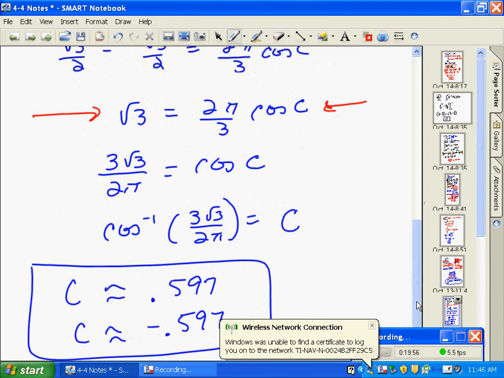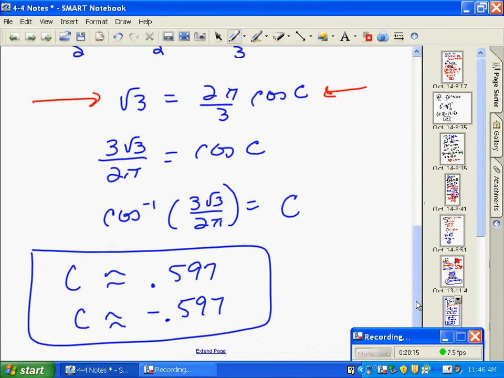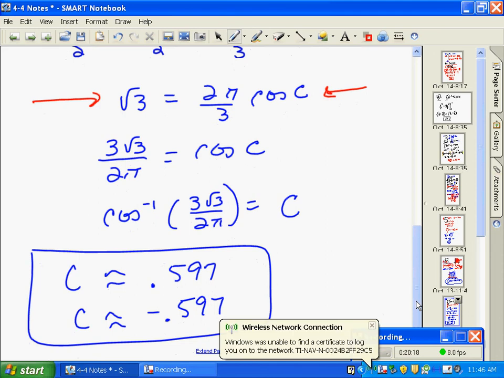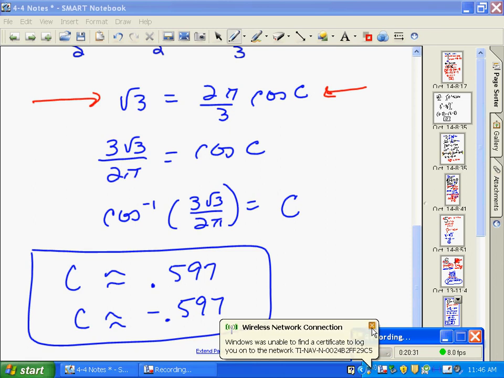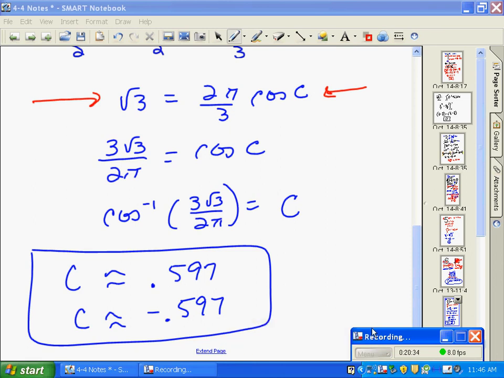So I multiply both sides by the reciprocal of 2 pi over 3, and then I do the inverse cosine. So if I look at that, I have c to be two values. I get 0.597, and remember that cosine is going to be positive in two quadrants, quadrant 1 and quadrant 4. Now, since I'm going from negative pi over 3 to pi over 3, I'm going to take my quadrant 4 angle and write that as a negative 0.597. And again, this is in radians. Okay?